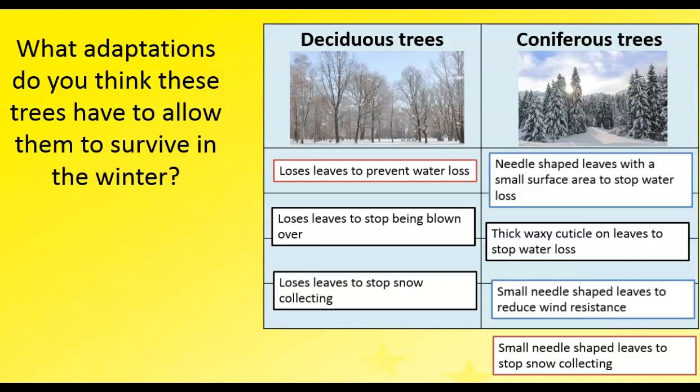So now let's look at the coniferous plants or trees. They've got pine cones and they also have needle-shaped leaves. Those needle-shaped leaves have a much smaller surface area, so again it reduces water loss. They have also got a really thick waxy cuticle to stop water loss. By having those needle-shaped leaves, it means that on a windy day the wind just blows in between those small leaves, and so it doesn't catch it and blow those trees over. The small needle-shaped leaves also stop snow collecting, so the snow can fall down in between the leaves.